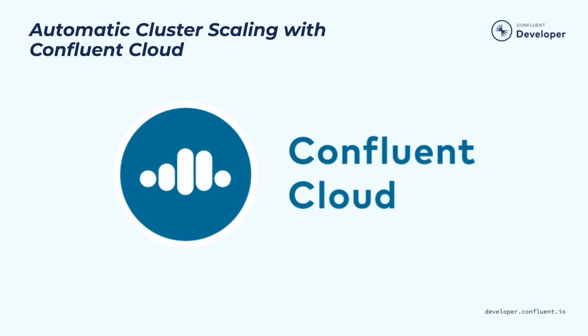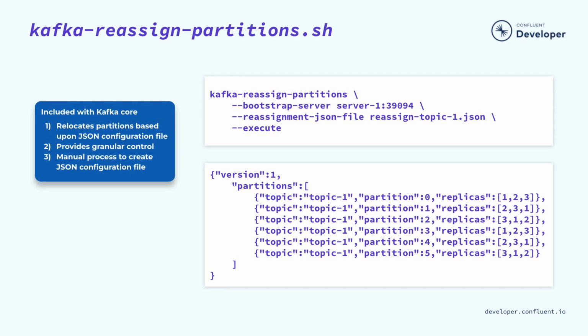The good news is if you are using a managed service like Confluent Cloud, this is actually done automatically for you. So you don't have to worry about balancing the data yourself. Next, let's look at some of the tooling you have if you are not using a managed service like Confluent Cloud. The first tool I'm going to talk about is actually available in Apache Kafka. It's called the Kafka Reassignment tool.